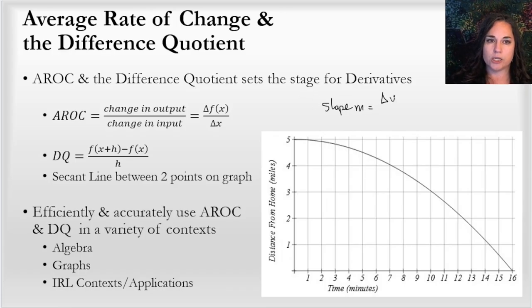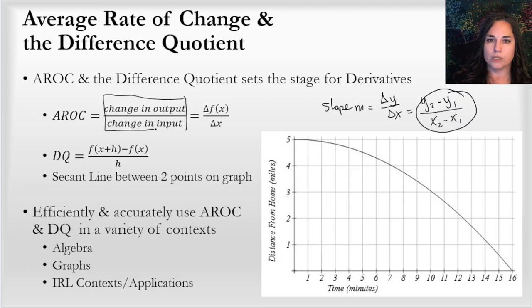m is the change in y over the change in x, right? y2 minus y1 over x2 minus x1. That is what the average rate of change and the difference quotient essentially is: you're taking the ratio, the change in the output over the change in the input. Okay, that's what an average rate of change is, and the difference quotient is the same concept. As we look at this, I am very aware that we're setting the stage for derivatives. The difference quotient sets the stage for derivatives.